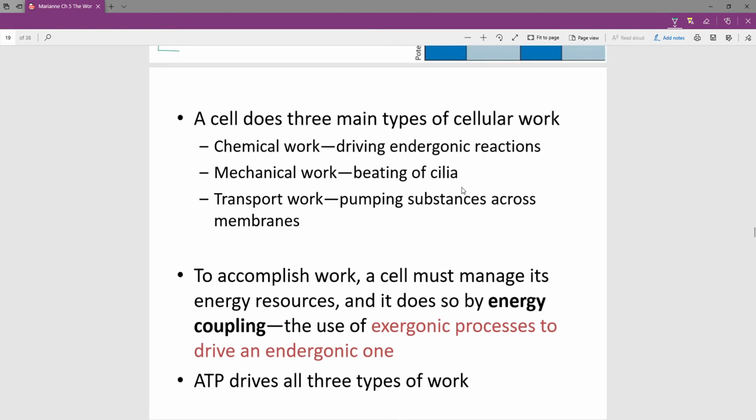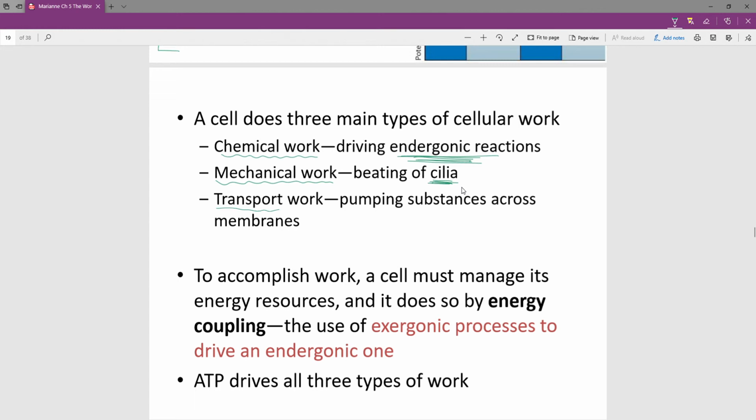So what that energy gets used for in the exergonic reactions would be chemical work. So driving endergonic reactions, that energy coupling that we're going to talk about more and more. Also, we're going to talk about how all chemical reactions actually require a buy-in, or an energy of activation. Mechanical work, so it could be the beating of cilia or a flagella, any kind of locomotion or movement.